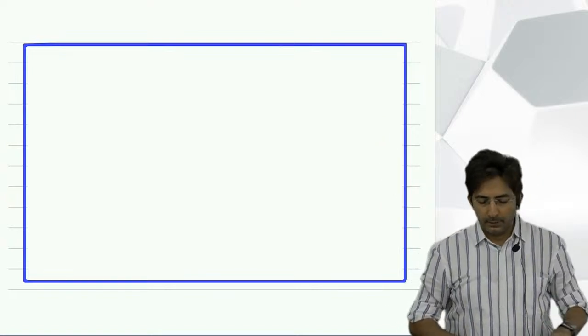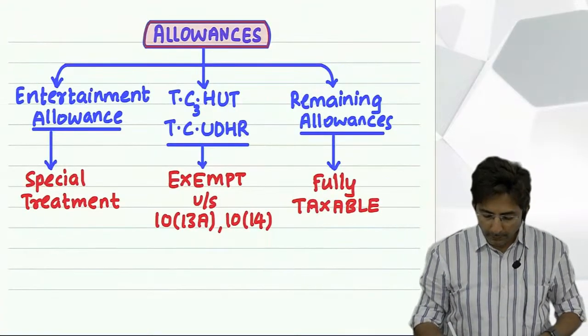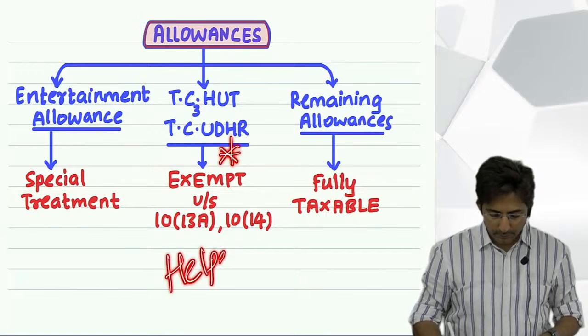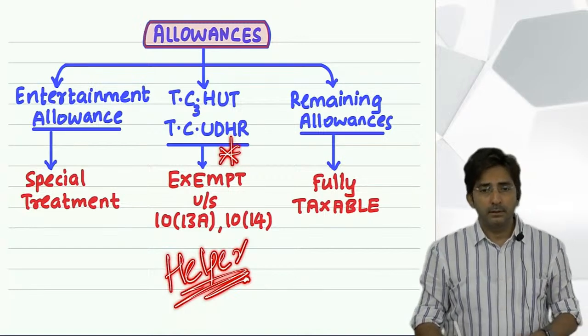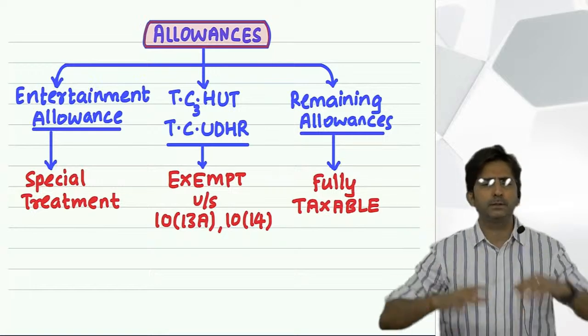Okay. Then TC Udhar. In Udhar, next alphabet is H. H stands for helper allowance. Helper allowance. Now see, for example, an employee, he has got a lot of work in the office.